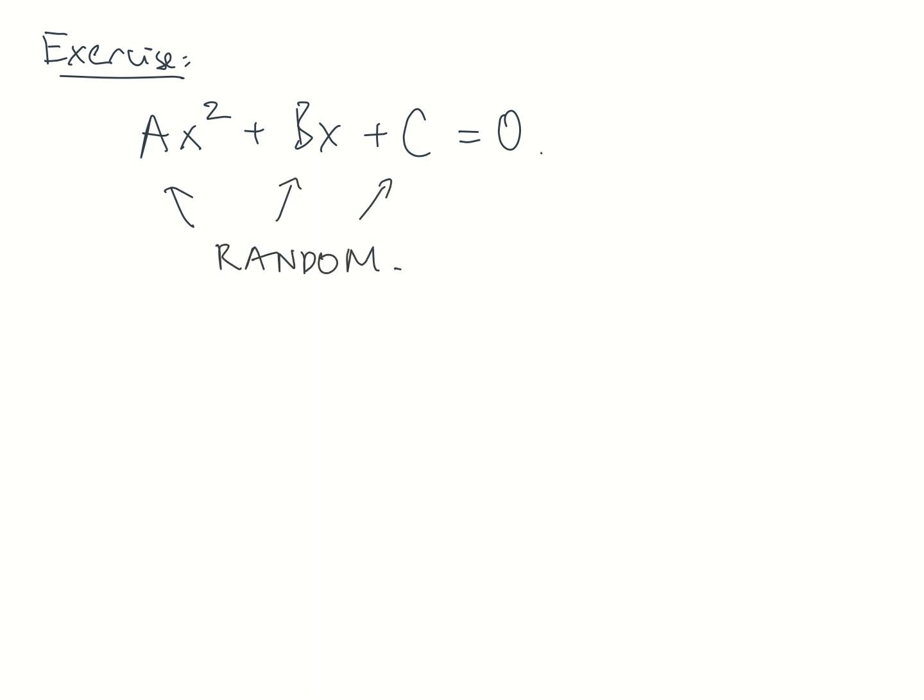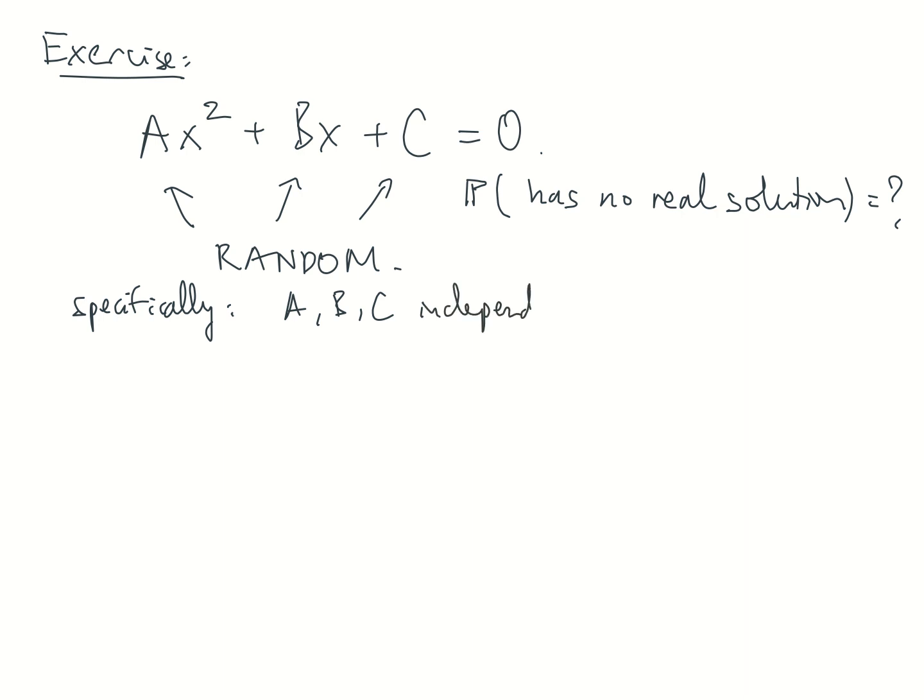Here's an exercise. Consider the quadratic equation with random coefficients. That is, ax squared plus bx plus c equals 0, where a, b, c are random. So now the question is, what is the probability that my quadratic equation has no real solution? This kind of problem is really common in physics and robotics.